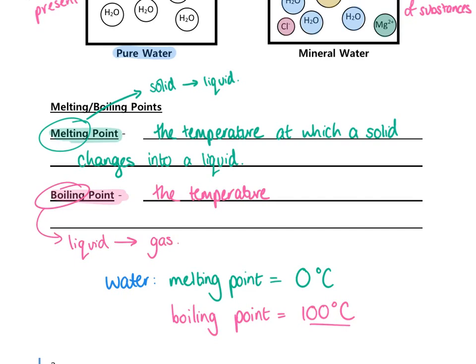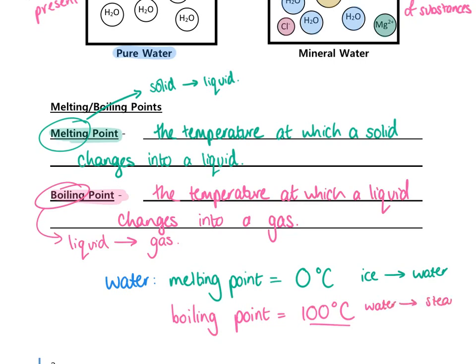So where the definition of melting point is the temperature at which a solid changes into a liquid, boiling point is the temperature at which a liquid changes into a gas. So if we use the example of water here, 100 degrees C is the temperature at which water changes into steam. So melting point is the temperature at which a solid changes into a liquid. And if we think of water as our example, that is ice turning into water. The boiling point of water is 100 degrees C, and that's the temperature at which water changes into steam.